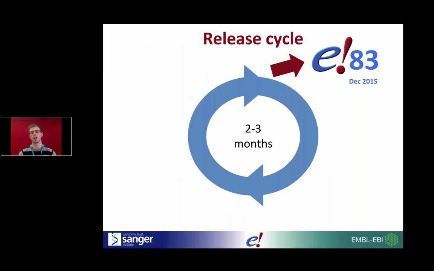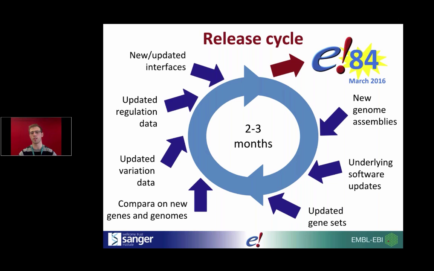So Ensembl works in a release cycle, and this is the reason for our webinar today. In December of last year, 2015, we had the Ensembl 83 release, and since then we've updated Ensembl with new genome assemblies. We've also updated software and gene sets, and we've incorporated a large amount of other data from updated databases as well. And we've packaged this all together and we released it all in Ensembl 84, which, as you know, was at the beginning of March this year.